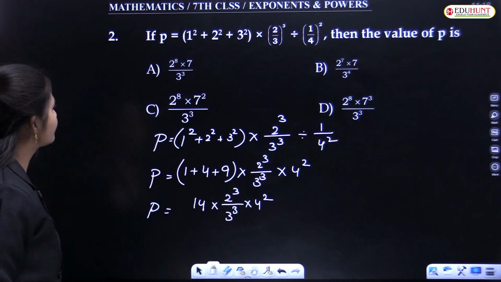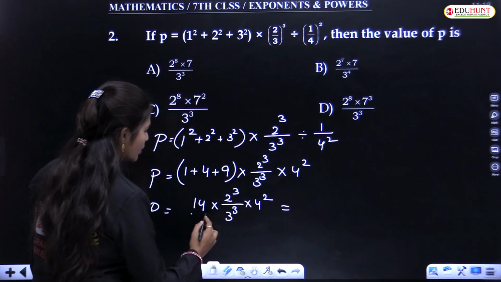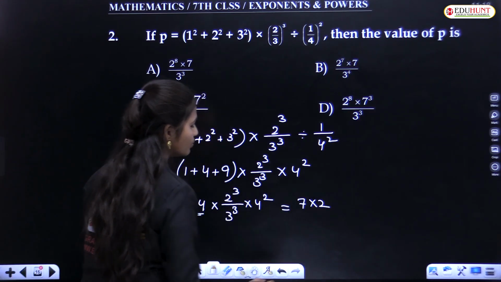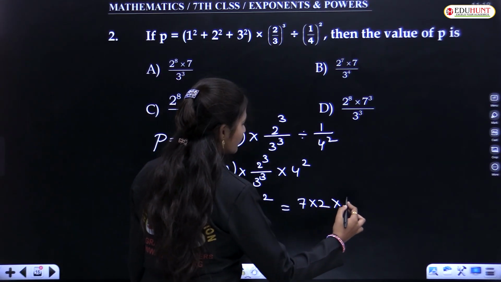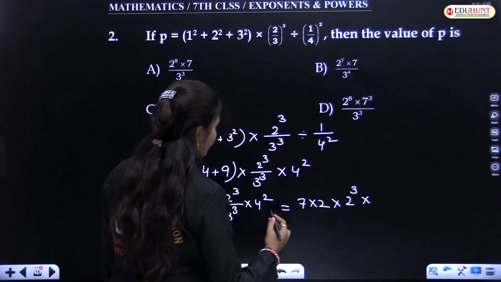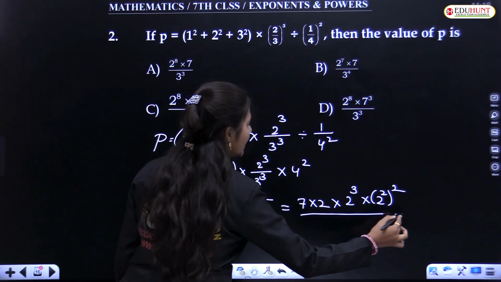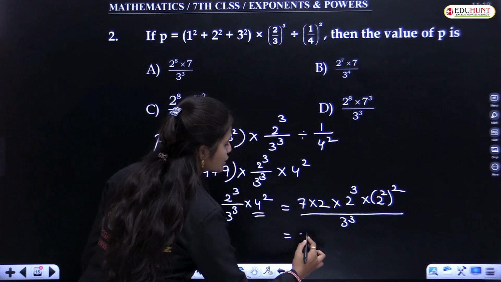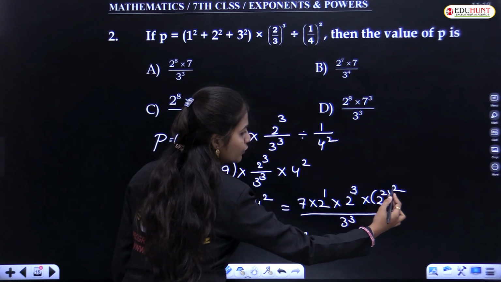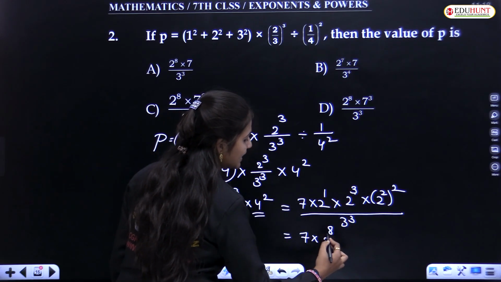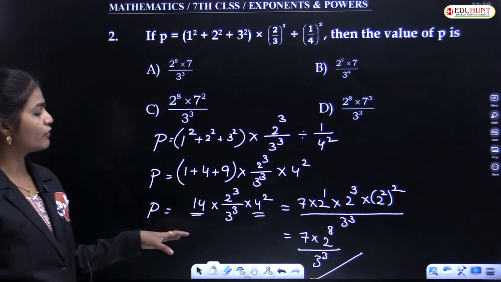Now simplify it, or else directly anything they have given. So we can write this one as 14, we can express it as 7 into 2. Yes or no? 14 we can write it as 7 into 2. So 7 into 2 into 2 cube into 4 square, we can write it as (2 square) whole square, okay, whole by 3 cube. So which is equals to 7 into 2 power, here 1 is there, here 3 is there, and here 2 2's are 4. So 4 plus 3 is 7, 7 plus 1 is 8, whole by 3 cube. Okay, no need to simplify that, directly we can write this one in exponential form.